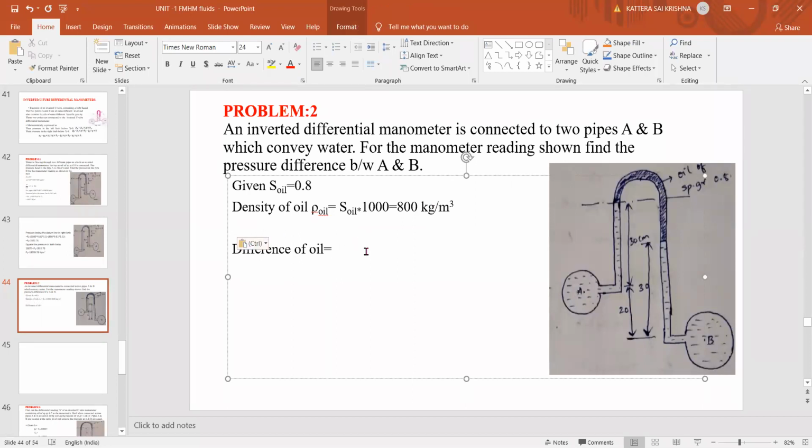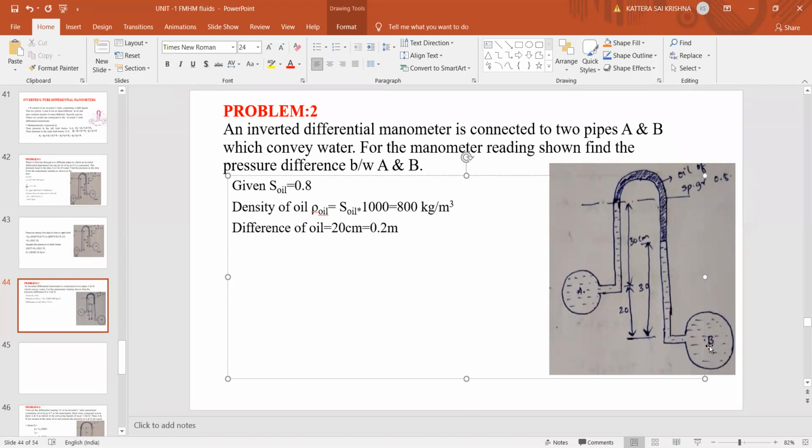Okay, so this is the thing which is given. Next, one thing which is missing is this value. What is the height of the manometric fluid below the datum line? Check the drawing and tell what the value is. The difference of oil, this H value: in total it is 50 minus 30, so the remaining is 20. So 20 centimeter can be taken as 0.2 meter.